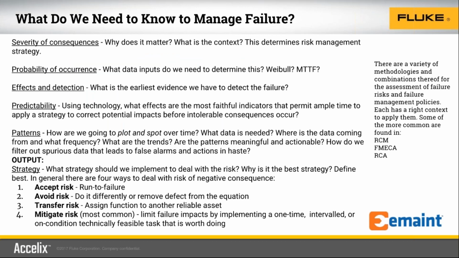So what do we really need to know about failure? We need to know about severity. So this is sort of a review. Why does it matter? What is the context it's being used? Probability of occurrence, and the whole goal here is, what are the inputs that we're going to need to determine this? So we're going to do some sort of metric to be able to really hone in on exactly what the probability of these things to occur are.